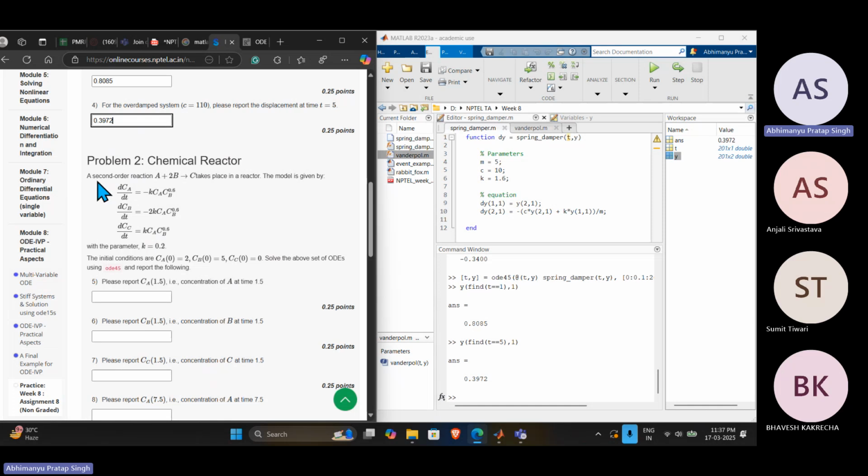Let us look at the second problem. Chemical reactor. A second order system A plus 2B goes to C takes place in a reactor. The model is given by this. So we have 3 first order ODEs with the parameter k is equal to 0.2. The initial conditions are given. Solve the above set of ODEs using ODE45 and report the following. Okay, so we need to report the concentration of A at 1.5 seconds.